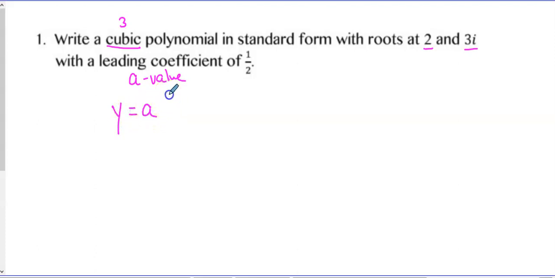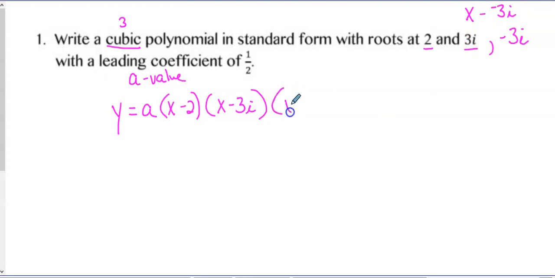Let's put our a here. And then I know I'm going to have an x minus 2. I also know I'm going to have an x minus 3i. I need to recognize that if I have a 3i, I also have a negative 3i, and x minus negative 3i is x plus 3i. Oops, I'm sorry, they gave us the a. I didn't put that in there. That should be a 1/2 right there.